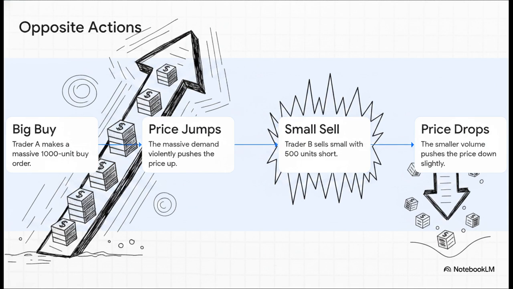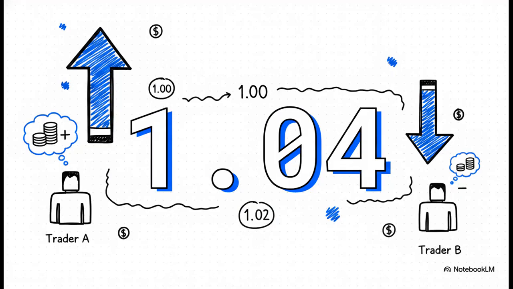Right after that, Trader B enters, but they take the exact opposite position, selling 500 units short. Now, because it's a sell order, the engine pushes the price down. But because their volume is only half the size of Trader A's, the drop is only slight. Basically, volume dictates momentum. Let's put some specific numbers to this to make it crystal clear.